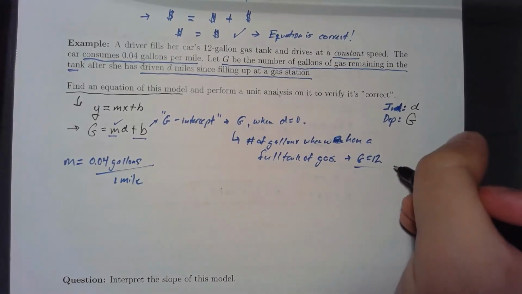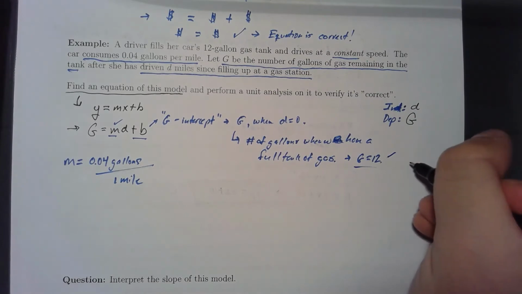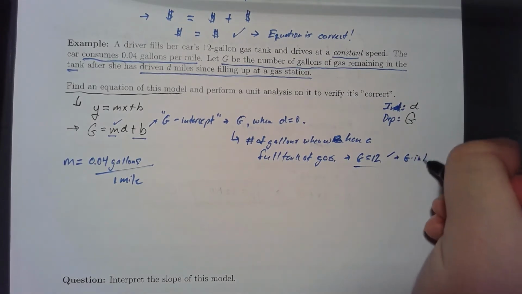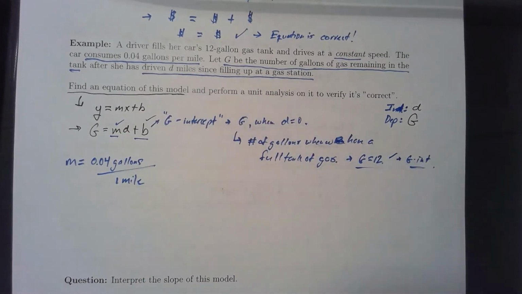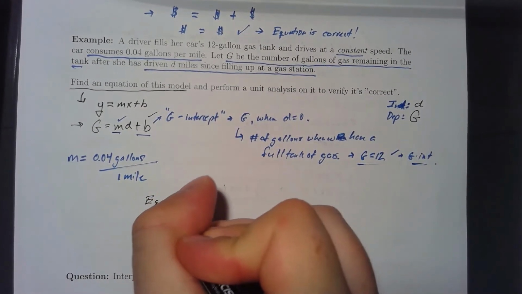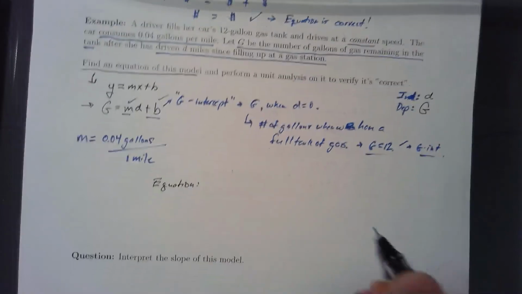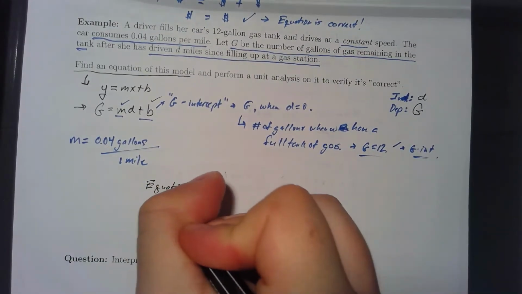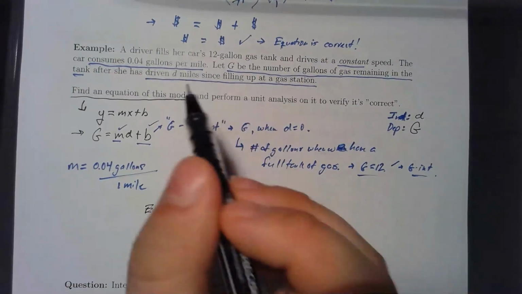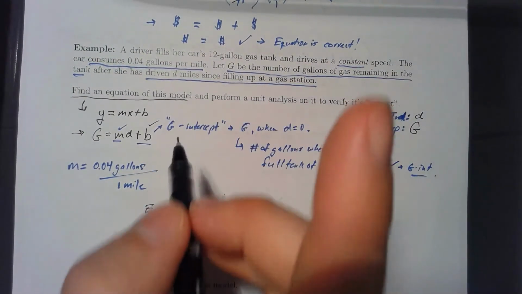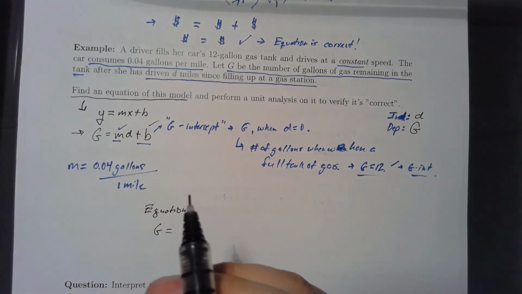That's the G-intercept. Alright, so if I bring this all together, my equation is G equals my slope. Now, is my slope positive or negative? That's the last thing we have to do here. Is my slope positive or negative?